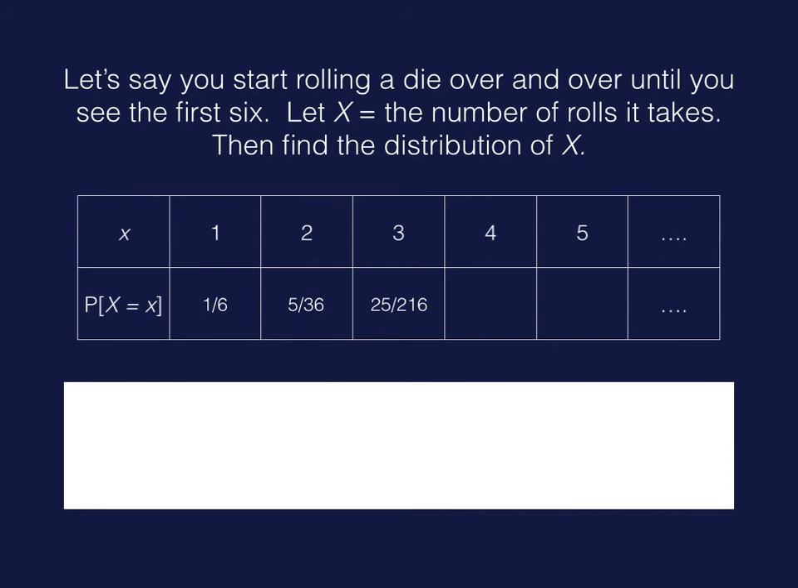In order for X to be 4, there has to be 3 non-6s followed by a 6. And for X to be 5, there has to be 4 non-6s followed by a 6. I think you see the pattern by now. And you could fill in the whole rest of the table. It would be infinitely long, but you could do it.